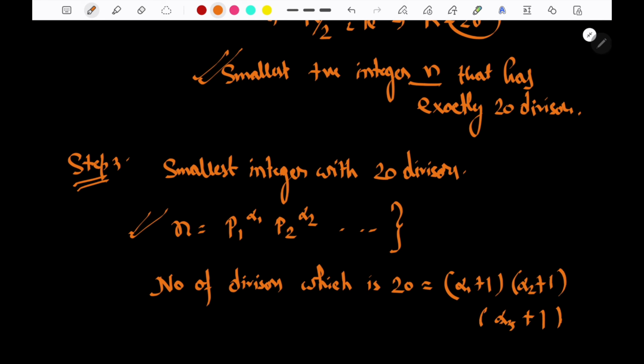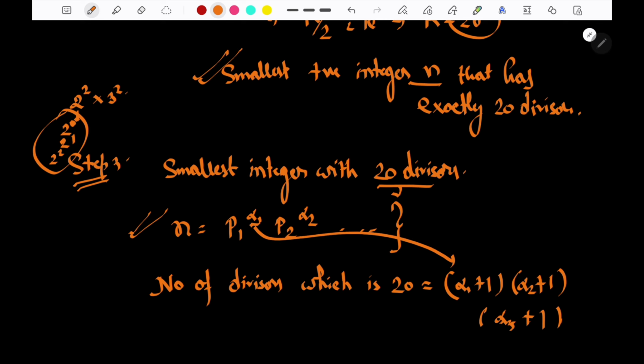How are we going about this? How did we find out the number of divisors? Remember, suppose it is 2 square into 3 square. So we said 2 to the power 0 is also one divisor, 2 to the power 1, 2 to the power 2. So there are 3 divisors. So that's why if there is an exponent alpha, then alpha plus 1 is the number of divisors for each prime.